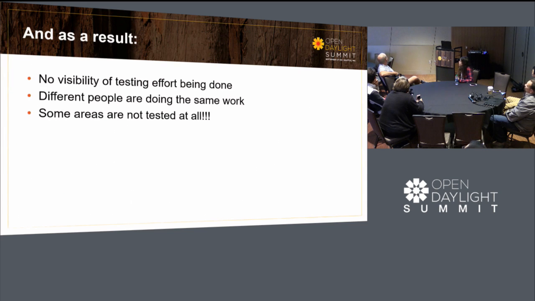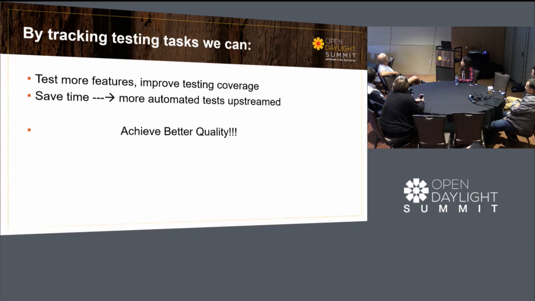So there's no visibility of testing effort being done, and people are doing the same work. Like for Boron, we have features that we know other companies are also interested in, and for sure doing all kinds of testing, but we have no idea what they're doing and if there's some area of the code that is not being tested at all. So of course, if we can track testing tasks, we can improve our testing coverage, we can save time, and then more automated tests will be written and upstreamed, and then we can achieve better quality.